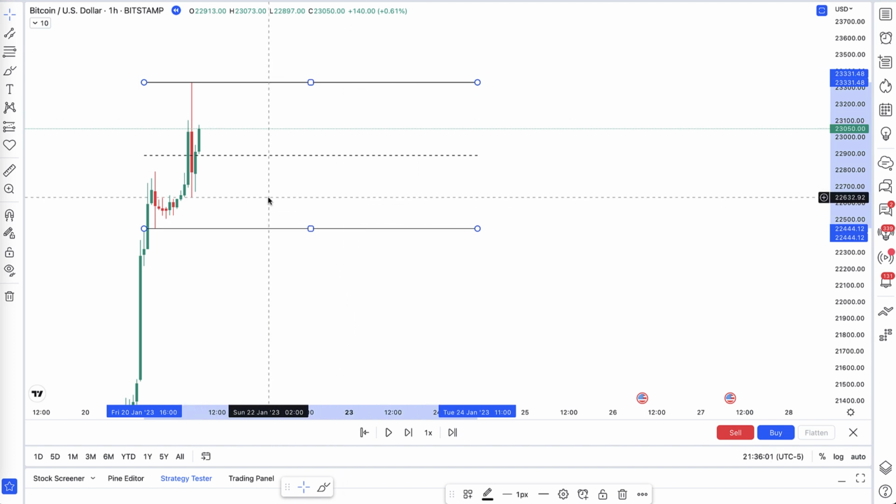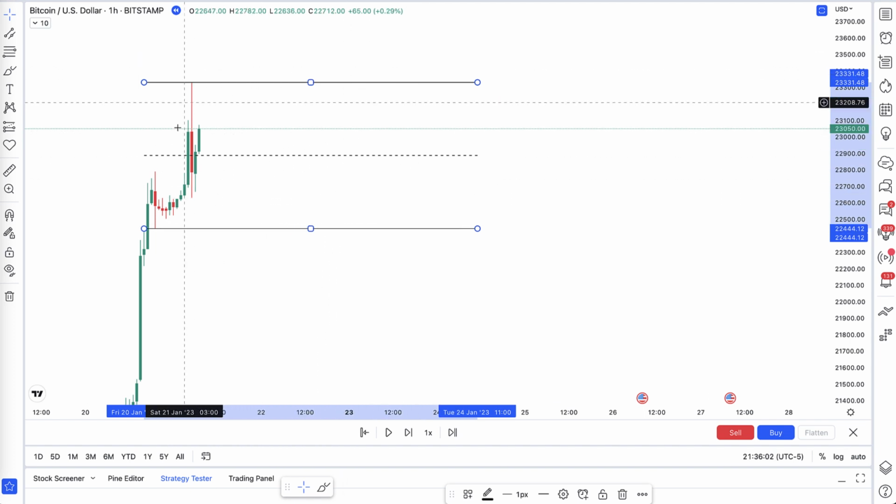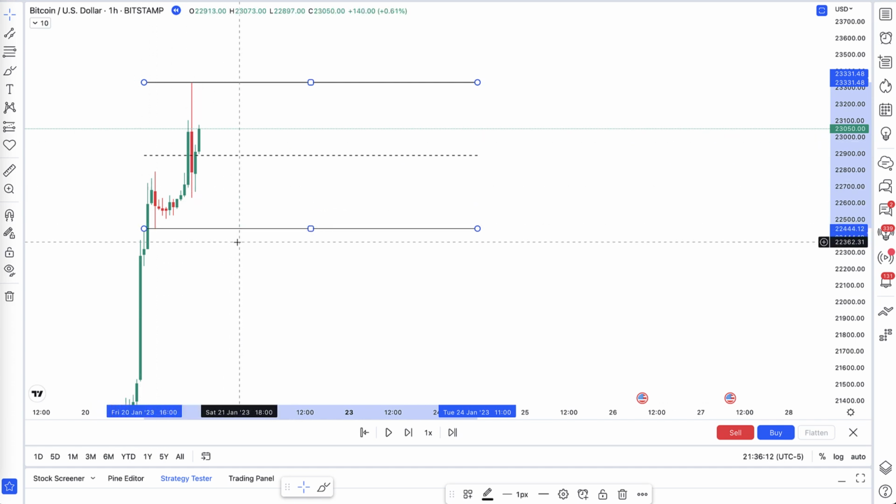So what we're looking for now is either a sweep of the high or the low. If we sweep the high, we're looking to take a short position. If we sweep the low, we're looking to take a long position. And then what we are looking for, we don't just blindly enter on a break here because we don't know.